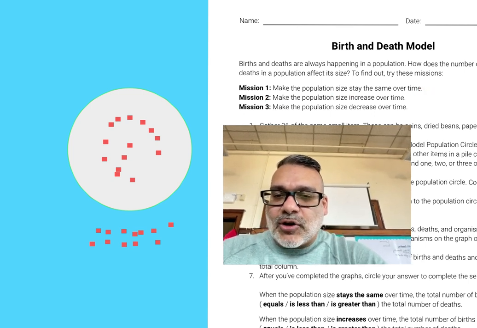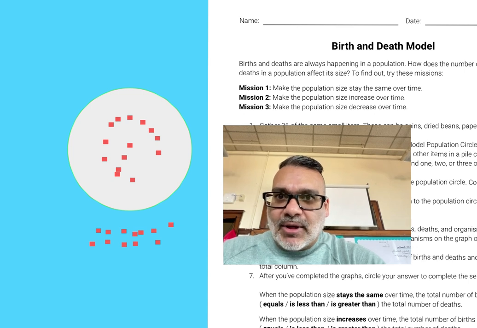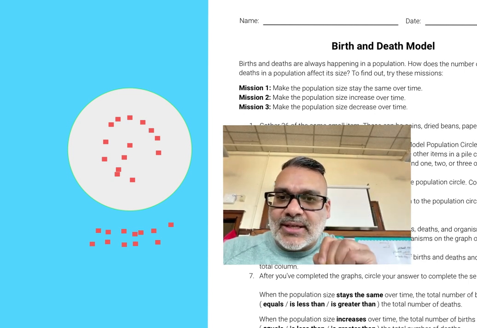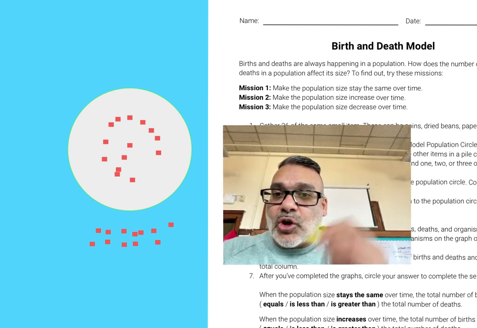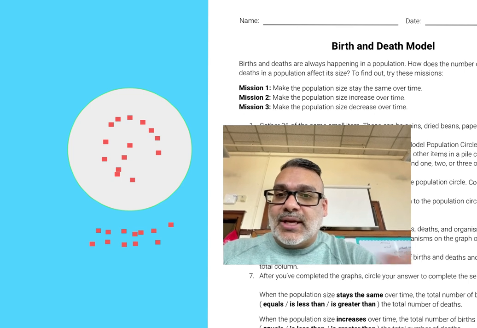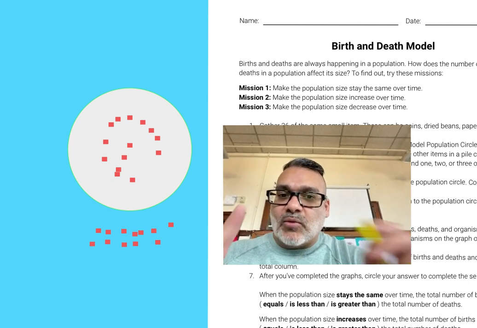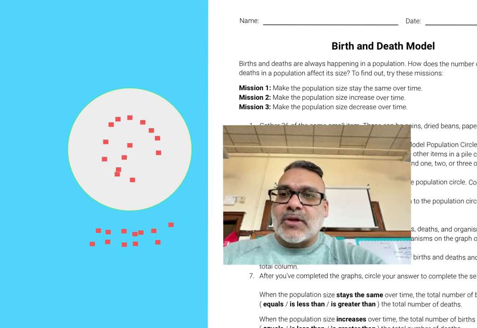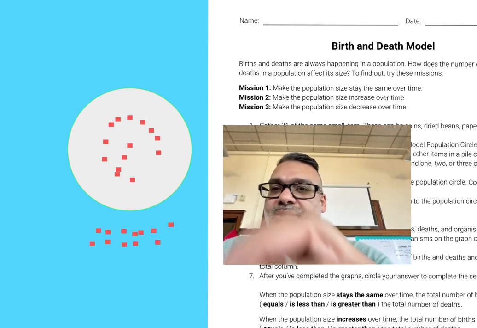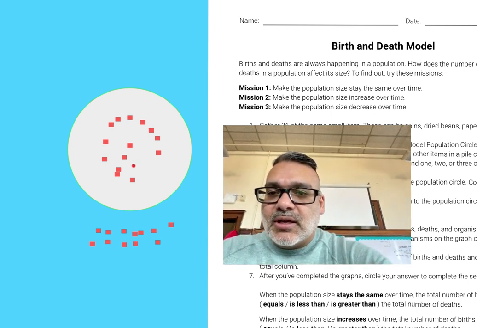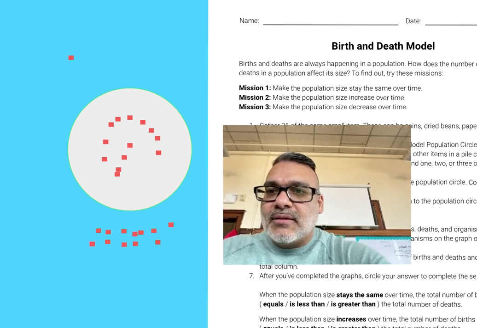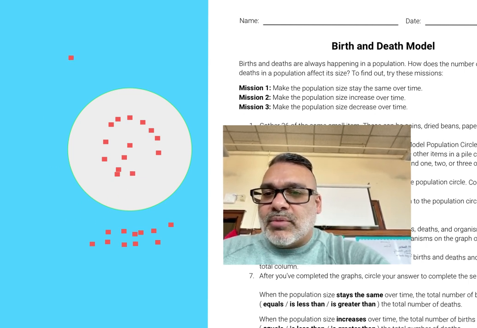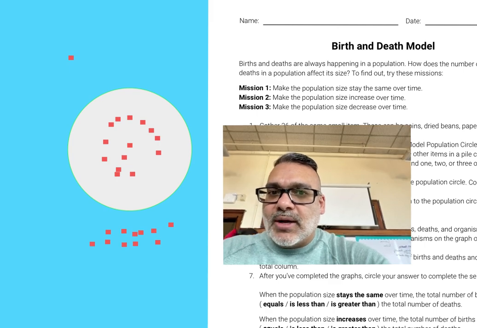So I'm going to have a graph on your paper. I'm going to have a table, and on the table, you're going to mark how many births and how many deaths every single year. There can only be 1 death and 1 birth, or 2 deaths, or 3 deaths and up to 3 births. So in order to keep this population the same, in this case, I'm going to do 1 death, I'll put the deaths up there, and then 1 birth. Okay, so I did 1 and 1.